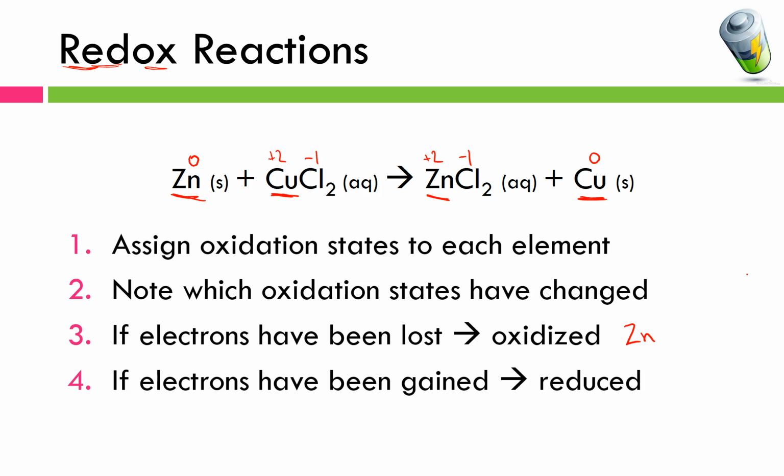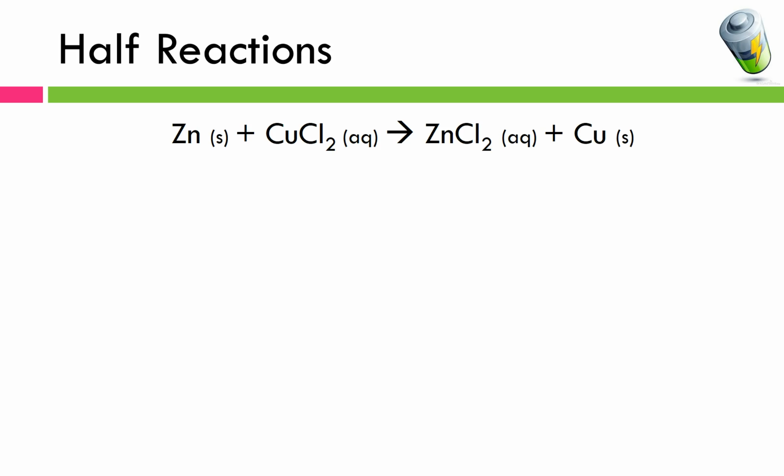But let's just double check and make sure. So copper started off with an oxidation state of +2. At the end of the reaction, it has an oxidation state of 0. In order to go from +2 to 0, copper must have gained 2 electrons. So in this case, copper has been reduced. So we know this classifies as a redox reaction.